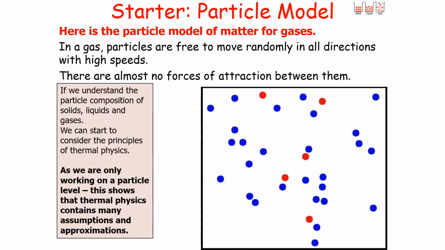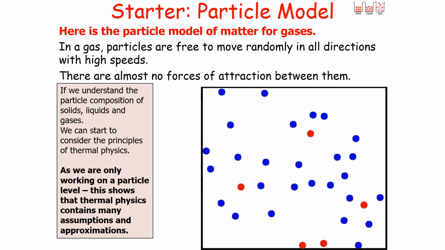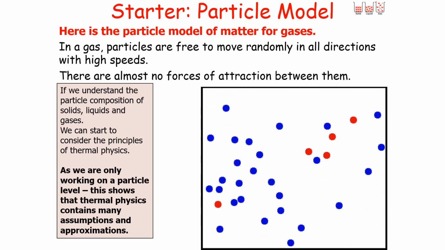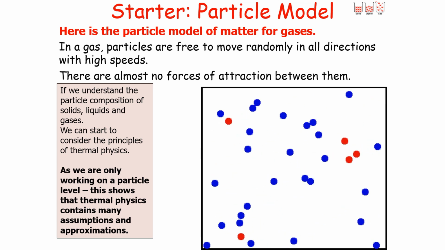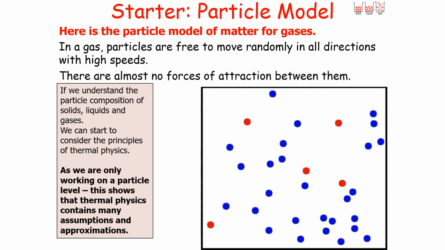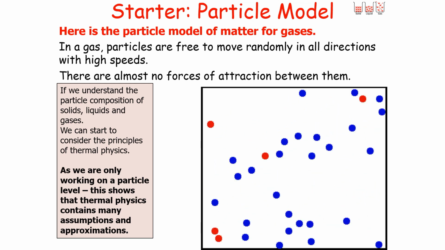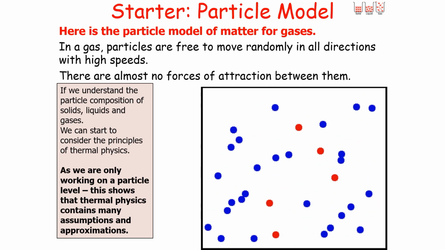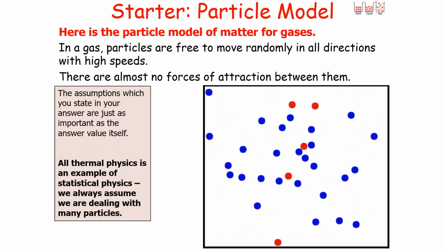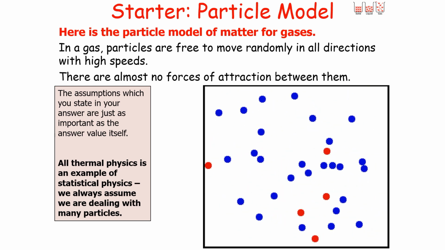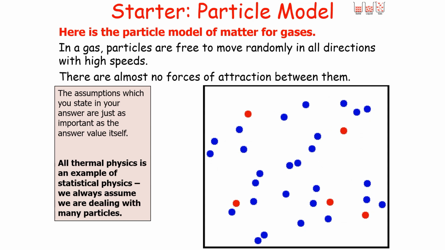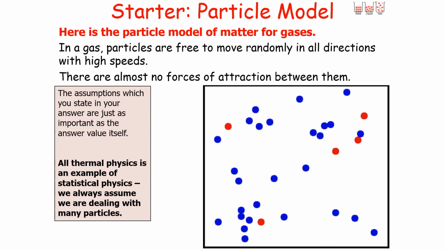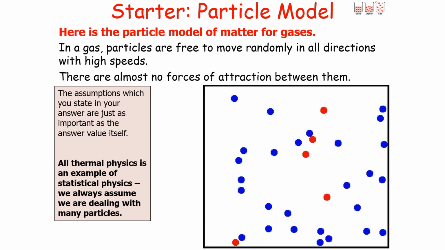Now, if we understand the particle composition of solids, liquids and gases, we can start to consider the principles of thermal physics. Now, as we're working on a particle level, this shows that thermal physics contains many assumptions and many approximations. So we're not considering the idea of nuclei or protons, neutrons and electrons, we're just considering particles as a solid sphere. Now, the assumptions that you use in your particular calculation, which you state in your answer, are just as important as the answer value itself. All thermal physics is an example of what we call statistical physics. We assume that we are dealing with many particles.